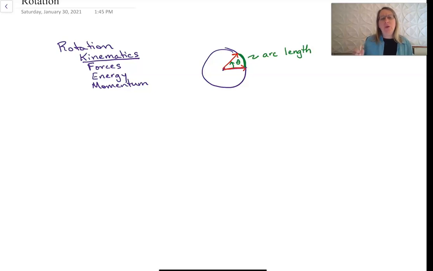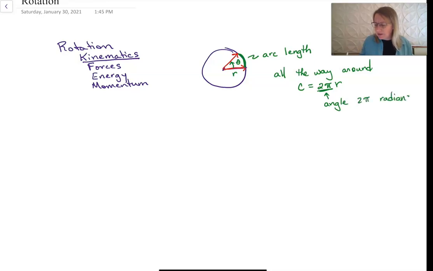Well, we know if we go all the way around the circle, then the arc length becomes a circumference. So if we go all the way around, then the circumference is equal to 2 pi times r. That's how far we've gone. And the angle that we've gone through is 2 pi radians. So the first thing that this tells us is that radians are natural units for rotational motion. Radians are the units we use.